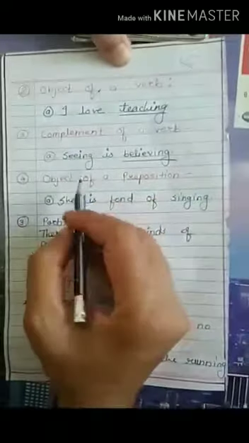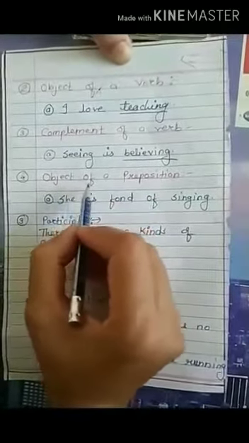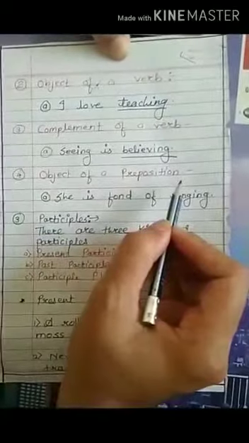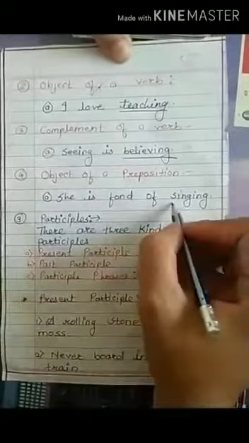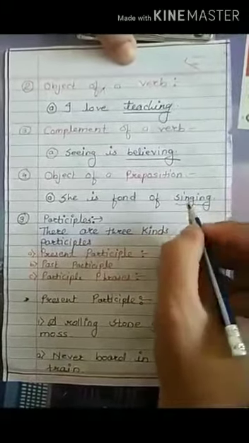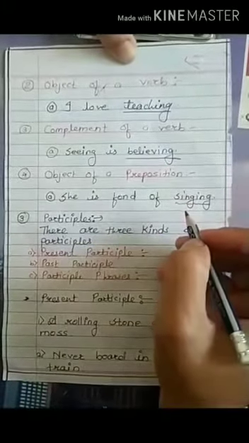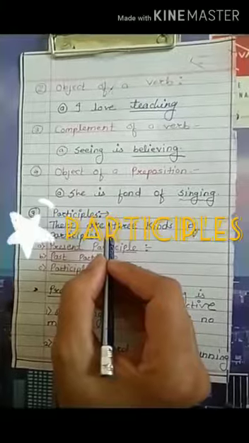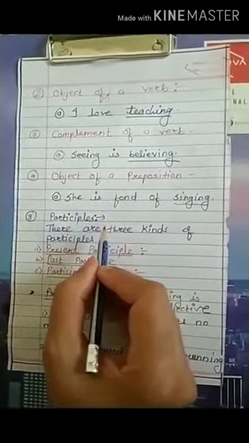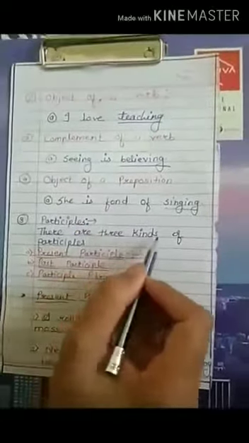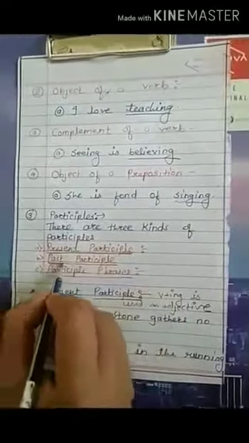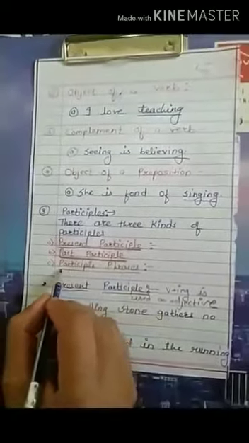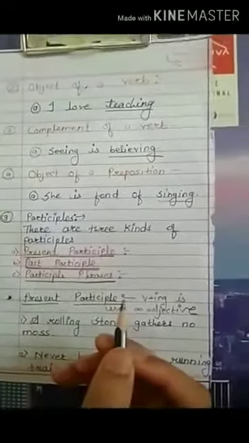Gerund can also be used as an object of a preposition. She is fond of singing. Singing is an example of object of a preposition. The third kind, that is participles. There are three kinds of participles: present participle, past participle, and participle phrases.